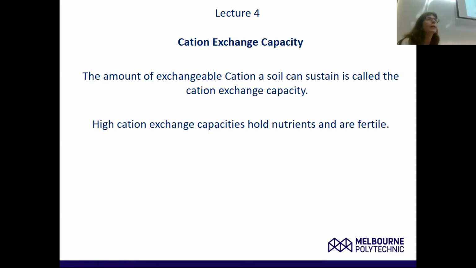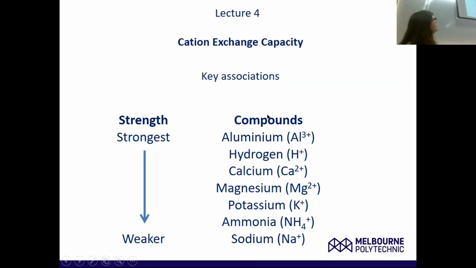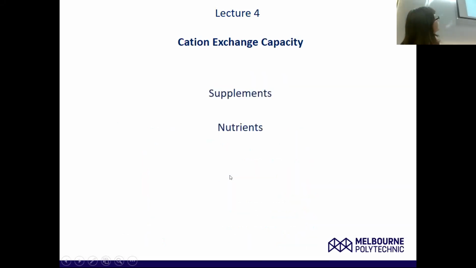It is not uniform for all compounds. It changes, and it gives you a bit of a scale. So aluminium has a very, what we call, strong cation exchange capacity, whereas sodium, for example, is very weak. And this scale here ranks them relatively. So aluminium is stronger than hydrogen, which is stronger than calcium. You see that it ranks down.